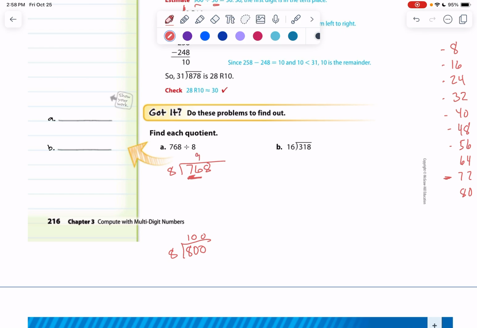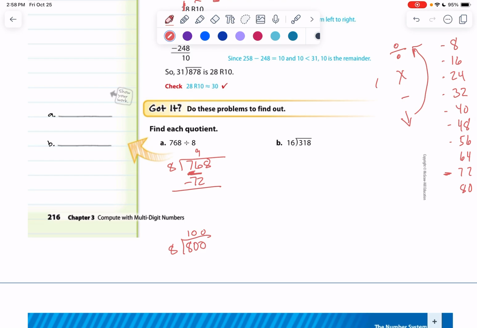We'll put a 9 here. 9 times 8 is 72. Subtract. Well, let's write that down too. So we divide, multiply, subtract, bring down, repeat. Okay? So if you're not confident in this order yet, then you should write this down.